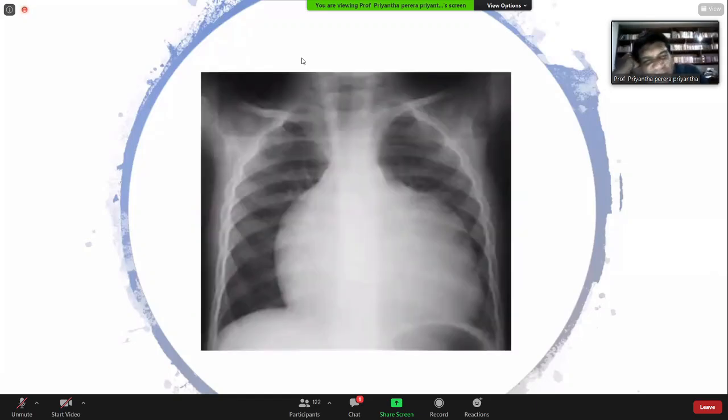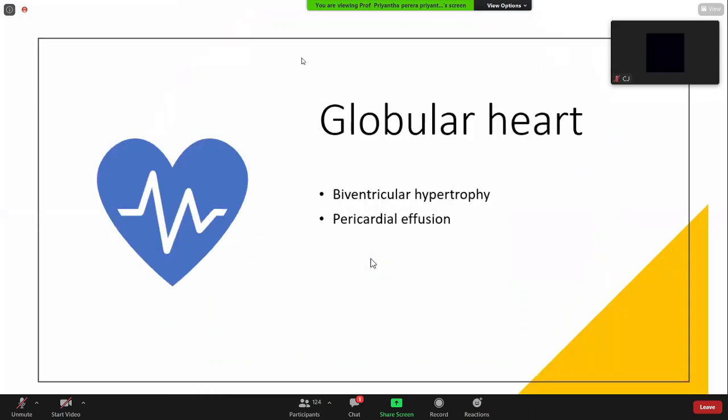What do you call this? This is what we call a globular heart. Globular heart means the heart is like a globe. Perfect globe. Right? Don't call everything a globular heart. This is what we call the globular heart. It's like a globe. When you get it, in which condition do you get it? You get it when there's biventricular hypertrophy or pericardial effusion. Right? These are the differential diagnoses for a globular heart.